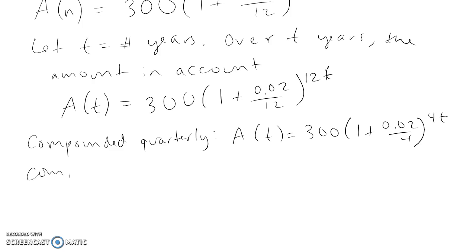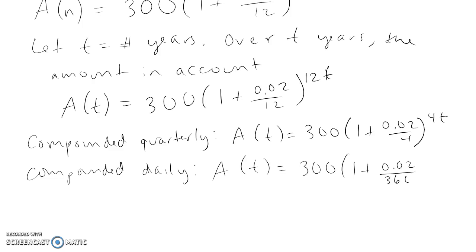What if it's compounded daily? Well, we get 300 times 1 plus 0.02 over 360 to the 360t power. In finance, they use 360 instead of 365 days for a year. Don't ask me why.